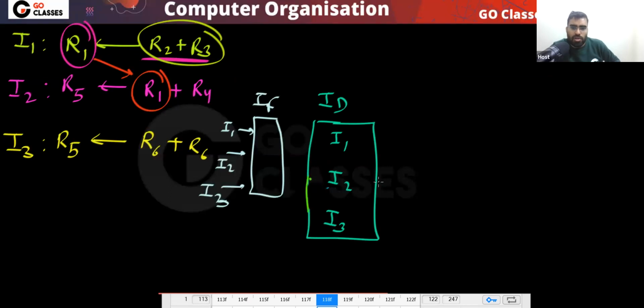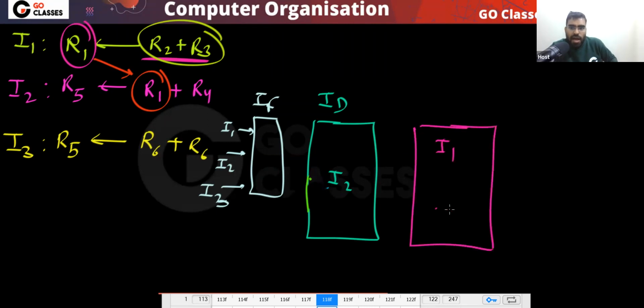So what will you do? You will stall. This I2 should remain, but I1 and I3 will go to the execution stage. Correct? Yes or no? I1 and I3 will go to the execution stage and I2 will wait. This is waiting.